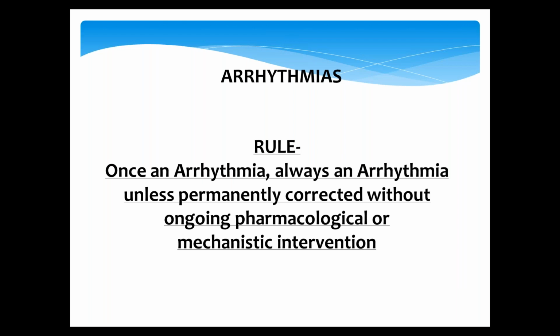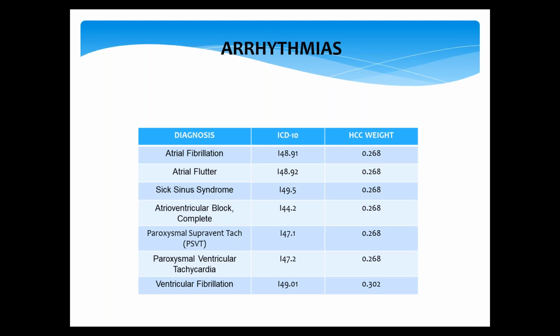Arrhythmias, rule: once an arrhythmia, always an arrhythmia, unless it's permanently corrected without ongoing pharmacologic or mechanistic intervention. So remember that. Once you have the arrhythmia, it's always an arrhythmia. So AFib, aflutter, all of these are going to code to the same risk category. You want to code all of them if they've had multiple ones, but you want to make sure you at least have one of them in every year.